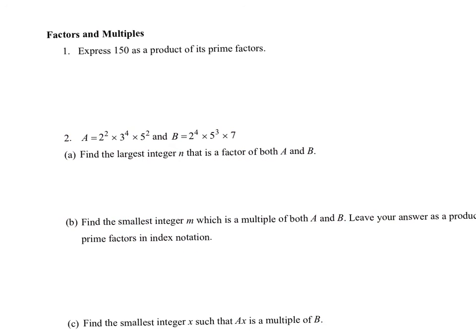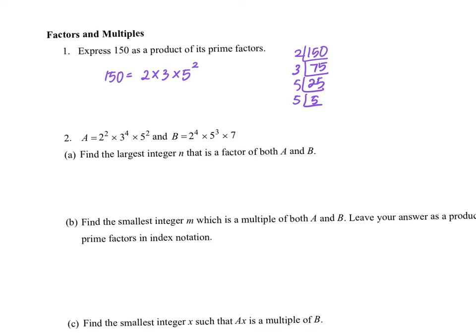First question, express 150 as a product of its prime factors. So I divide by prime numbers, divide by 2. Okay, let me do quickly. 75 divided by 3. 25 divided by 5. So 150 is 2 times 3 times 5 squared as a product of its prime factors.